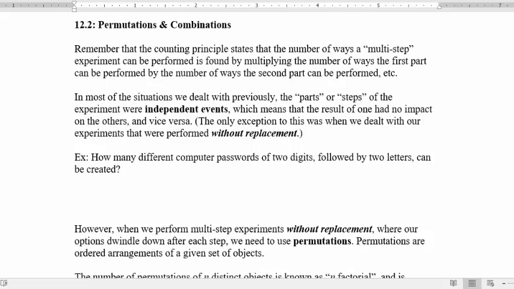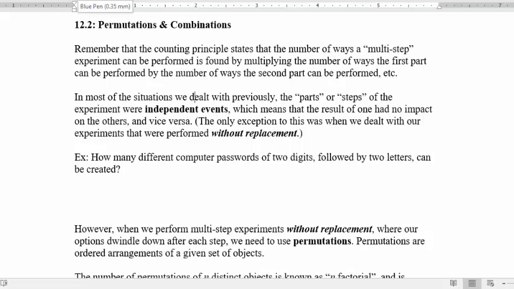We'll now take a look at section 12.2, which deals with permutations and combinations. So if we remember back from the last section, the counting principle stated that the number of ways that a multi-step experiment could be performed was found by multiplying the number of ways that the first part could be performed by the number of ways the second part could be performed, etc., depending on how many parts of the experiment you had.